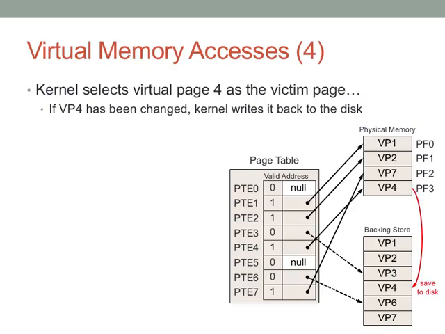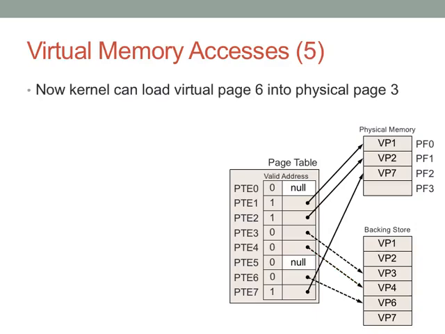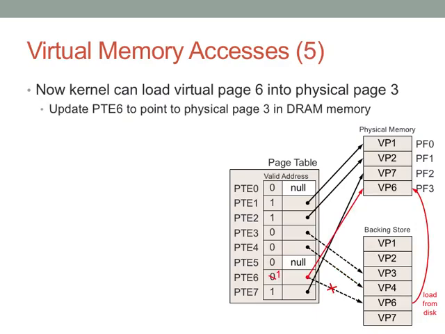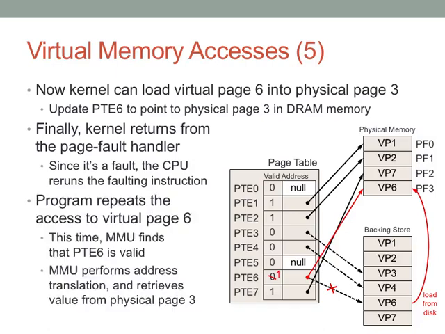Let's say that is the page that was evicted. Now we can update that entry in the page table to say this virtual page is now in the backing store. It's not in a frame anymore. Then we can go ahead and load virtual page 6 into memory and update the page table. The neat thing about this is the kernel now returns from the fault handler. Because it's a fault, the CPU goes back and reruns that specific instruction, and all of the machinery runs again.